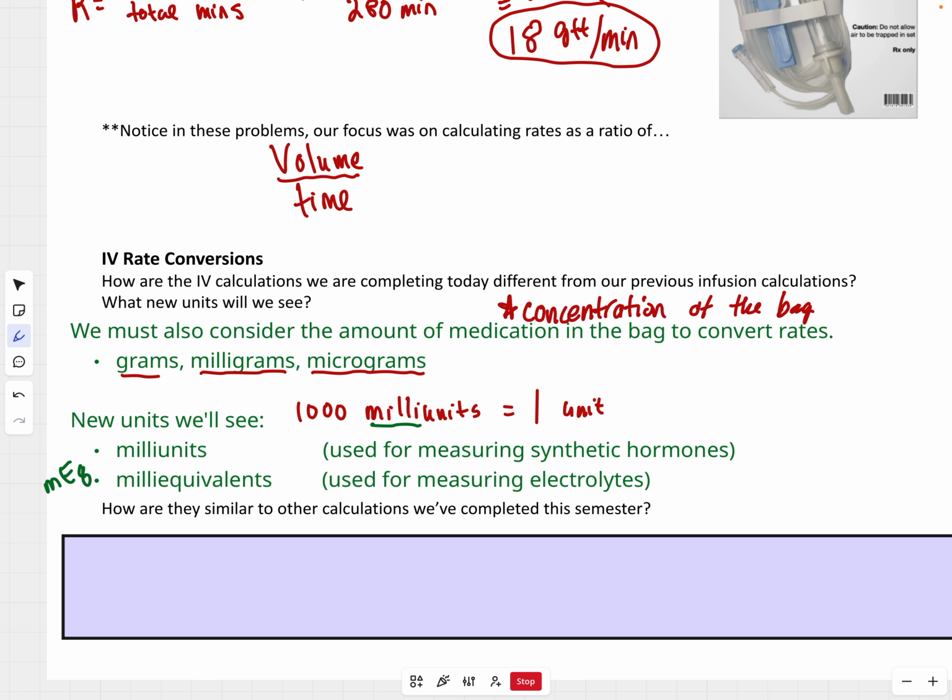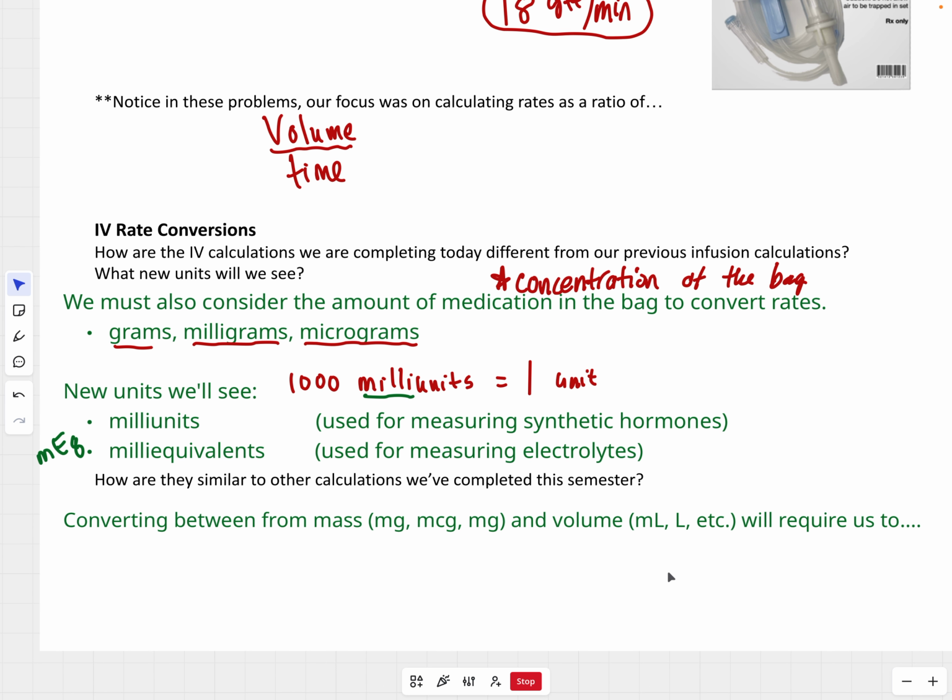So this is how the infusion rates that we'll see moving forward are a little bit different, how they're going to be new. They're going to incorporate the mass of the IV bag, or the mass of the medication in the IV bag, and they may also incorporate some of these new units. But they are going to be a little similar in that we need to identify the mass and the volume on the IV bag.